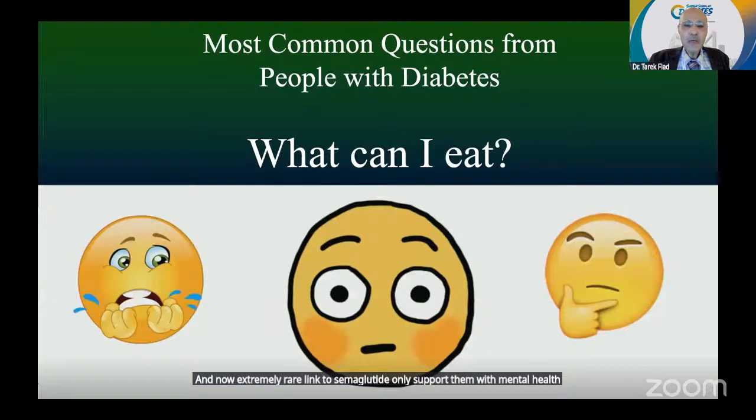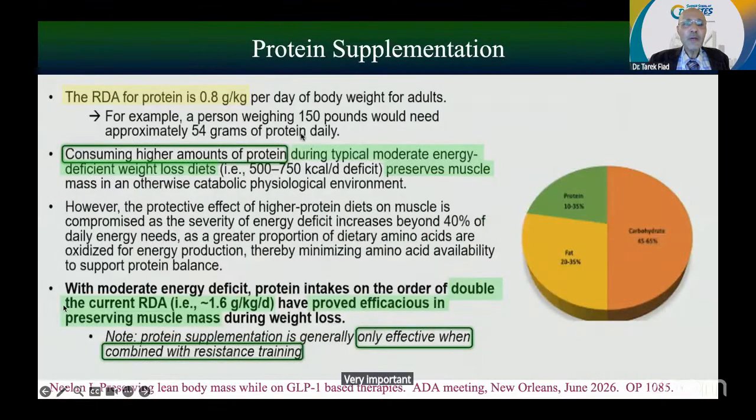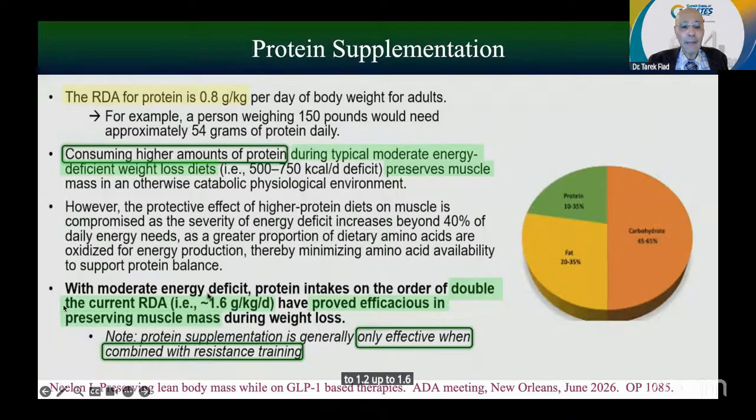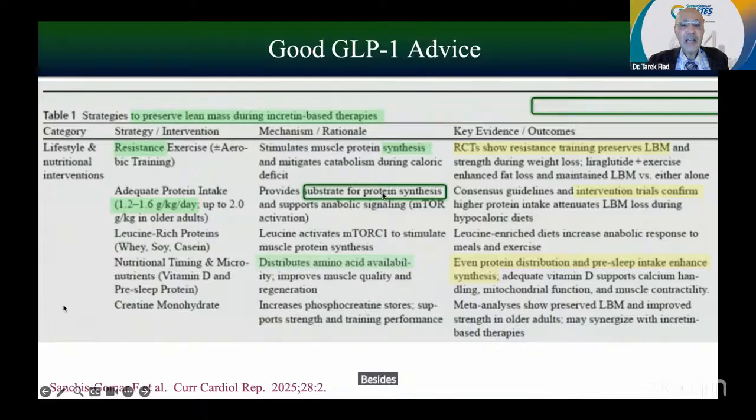What can I eat? We just say Mediterranean diet, healthy diet, non-starchy food, lean meat, very important. But when it comes to protein with these therapies, that's a topical area. We need to increase the protein intake from 0.8 to 1.2 up to 1.6 gram per kilogram. More than that, we are not going to protect the muscle any further. And the studies are now running 1.2 to 1.6 gram of protein per day. It has been shown, besides resistance exercise, very important, resistance exercise plus aerobic, resistance twice a week.